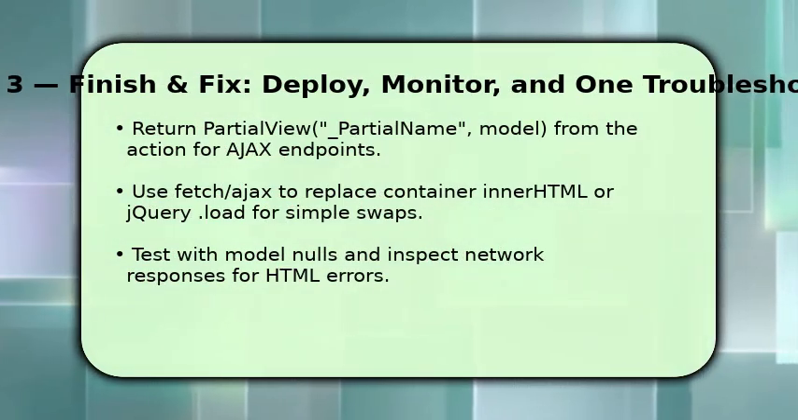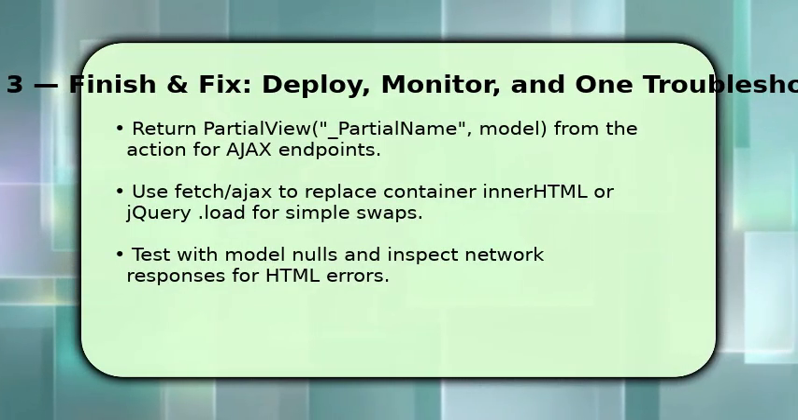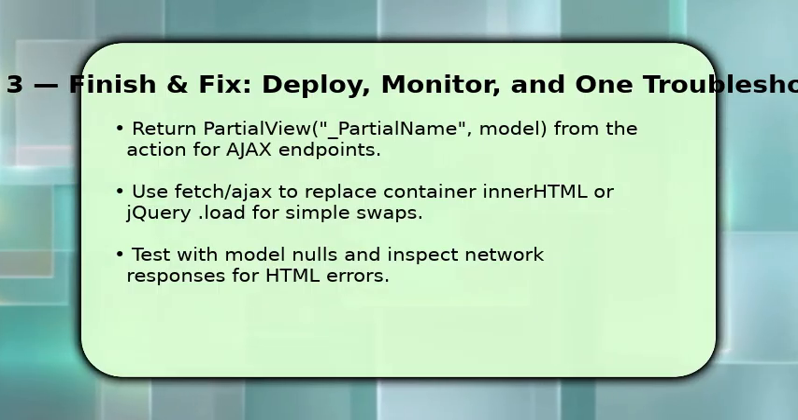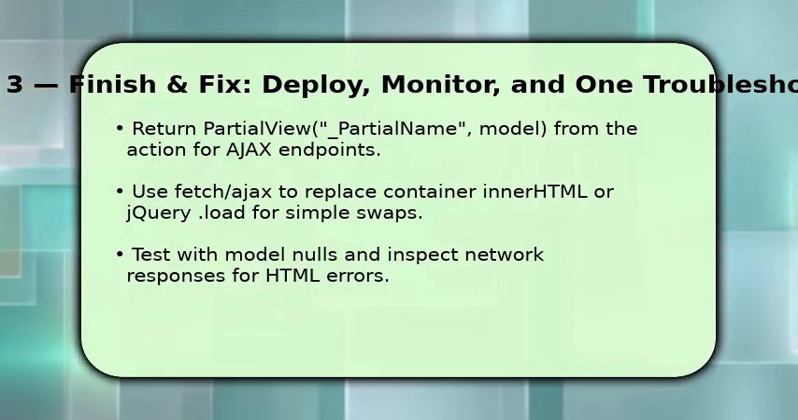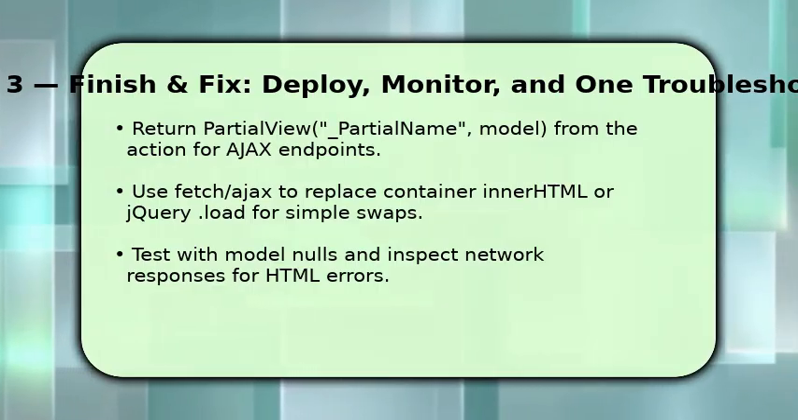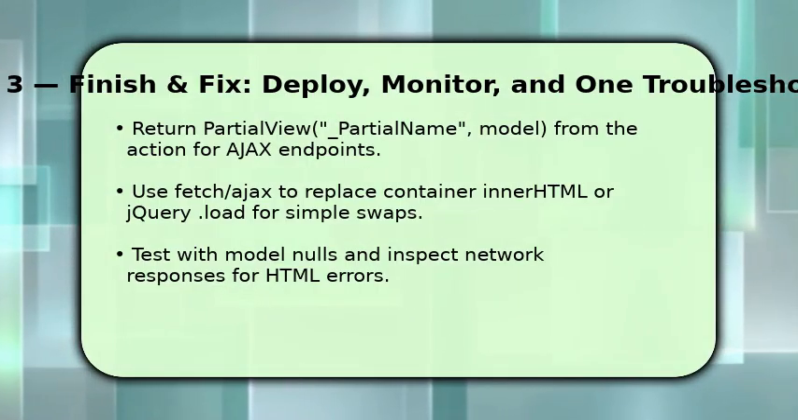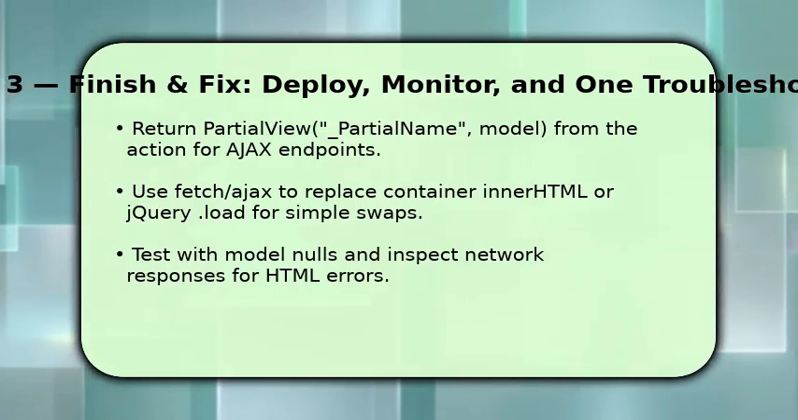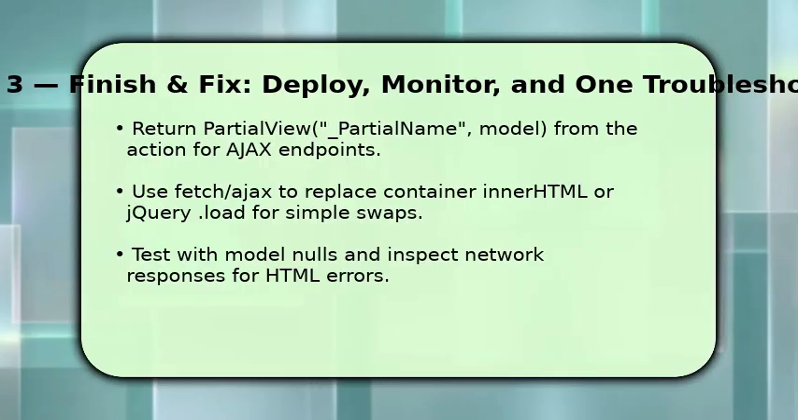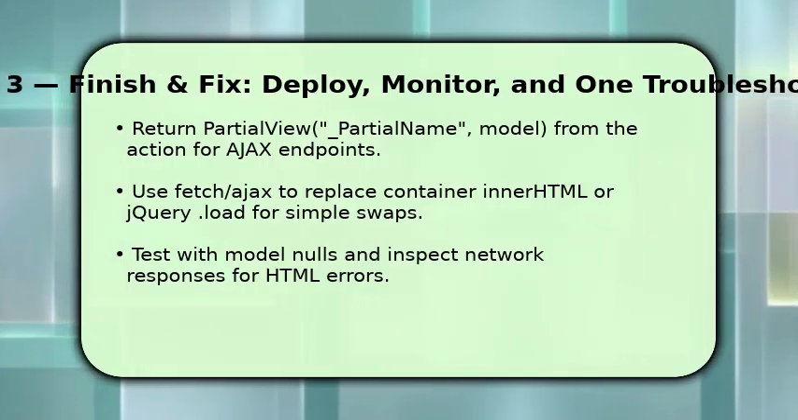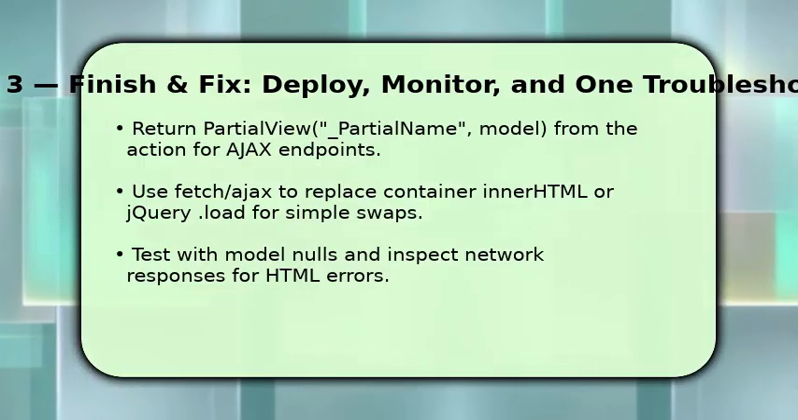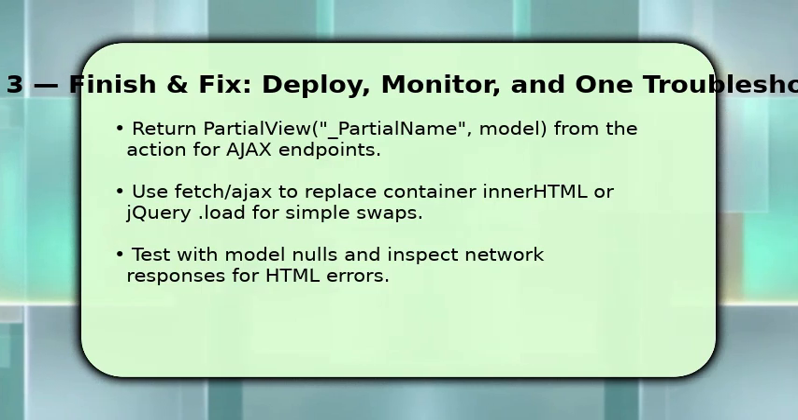Finally, have the controller return PartialView(partialName, model). When an AJAX request needs just the fragment, this keeps payloads small and improves responsiveness. Then, in client code, use fetch or AJAX to call that action and replace the container's innerHTML, or use jQuery .load for quick swaps. Make sure to handle null models and validation states on the server side because they cause broken fragments. If things go wrong, inspect the network HTML response for error wrappers. That single check often reveals the issue.